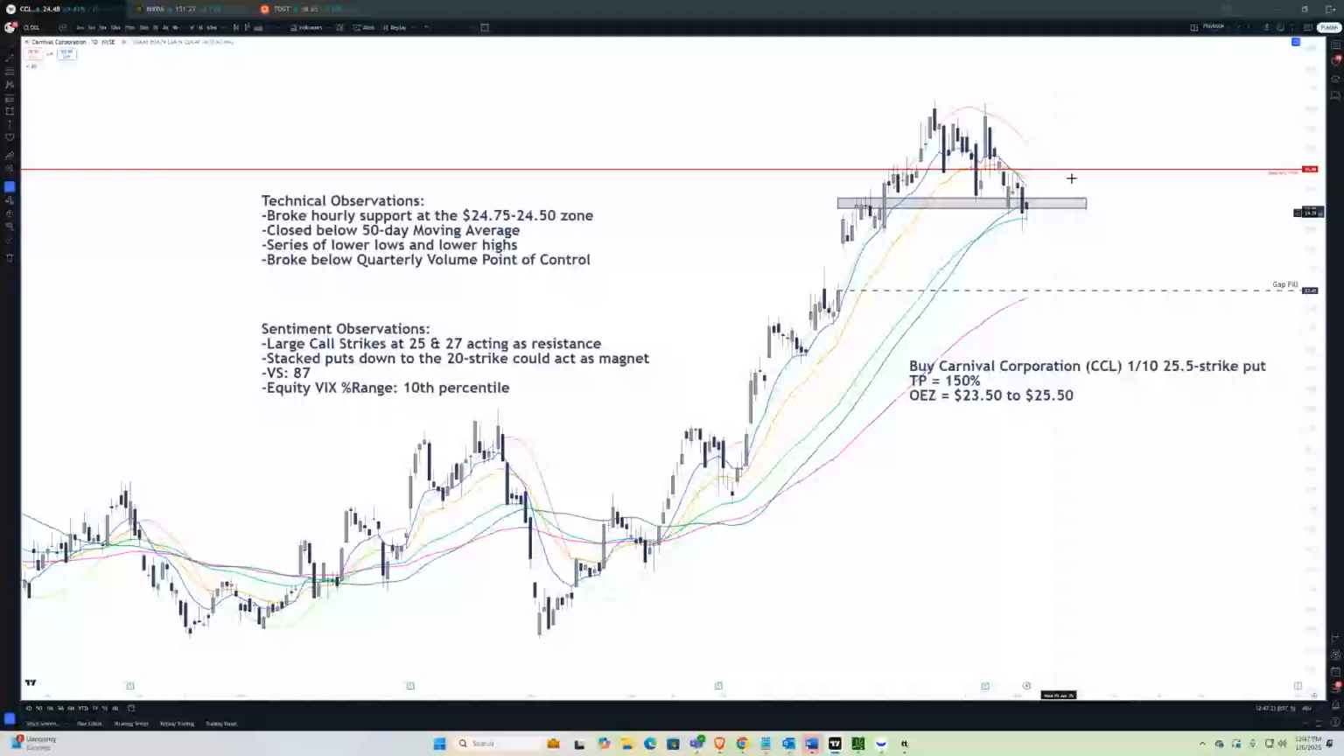You have that 25 strike, you have the resistance level, and you have those short-term moving averages. So we were going to buy the Carnival Corporation, CCL, January 10, 25.5 strike put. Target price is 150%. Like I said, the OEZ, very similar to Lee, so it's not a typo or anything. It was 23.5 to 25.5.